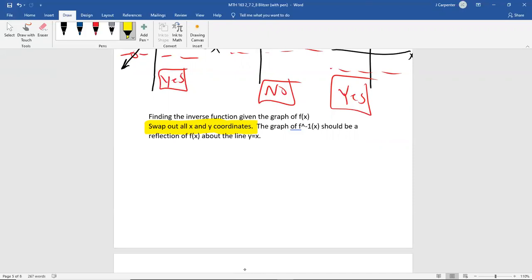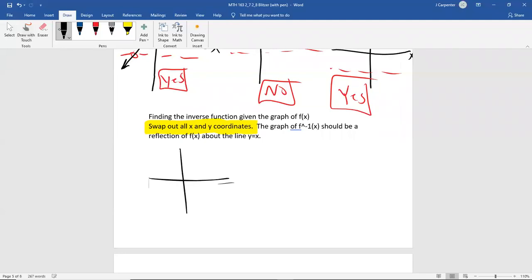Now, some people will do this 100 or 1,000 times, and they learn to actually just reflect it about that line. It can be really difficult to do that for some crazier functions, though, so I'm not a huge fan. Me personally, I still just always swap the coordinate pairs. So you can do a reflection, but it's not as easy as just reflecting left or right.